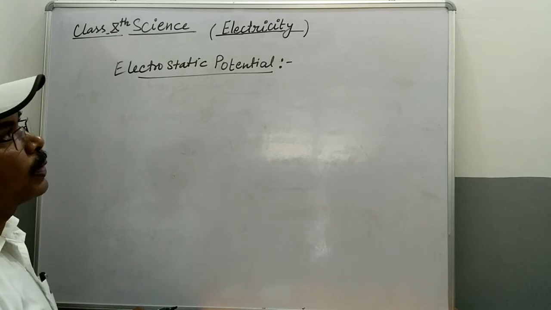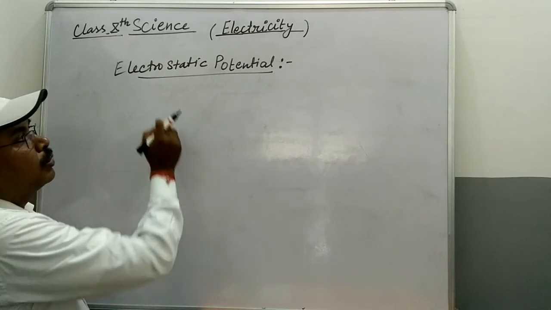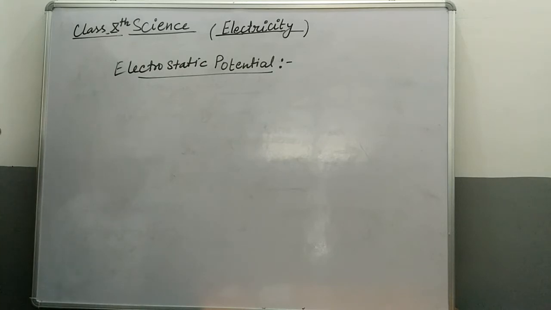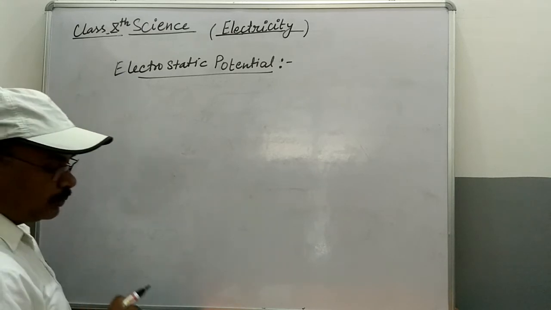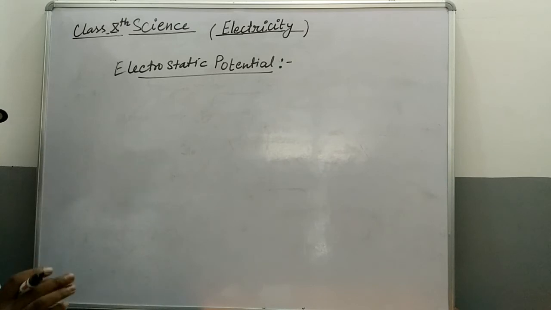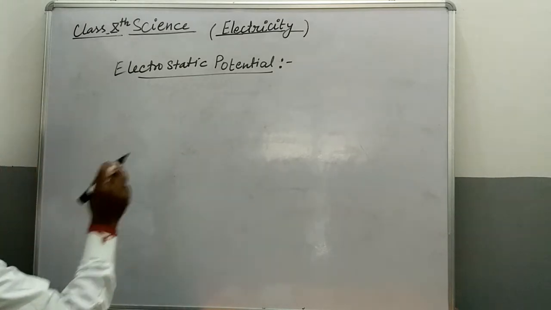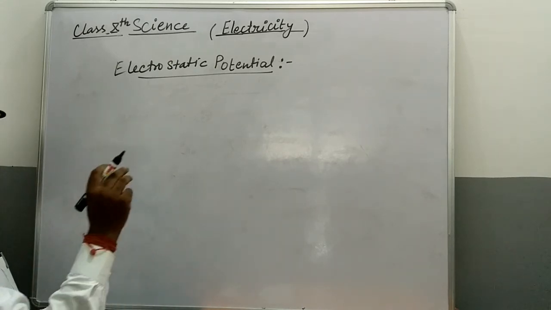The same way, water supply also flows from a higher level to a lower level. In the same way, students, the electrostatic potential of a charged conductor is defined as the electrical condition that determines the direction of flow of charges when another conductor is placed in contact with it.